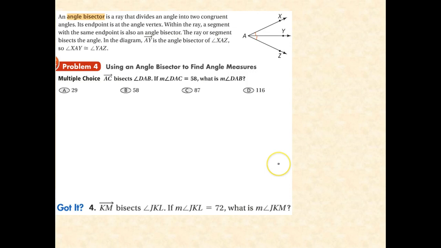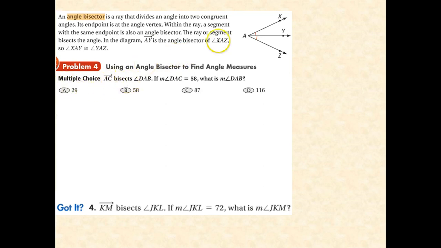An angle bisector is a ray that divides an angle into two congruent angles. Two congruent adjacent angles, by the way. Within the ray, a segment with the same endpoint is also an angle bisector. So segment AY, you could call that the angle bisector, or ray AY, you could call that the angle bisector. Okay.